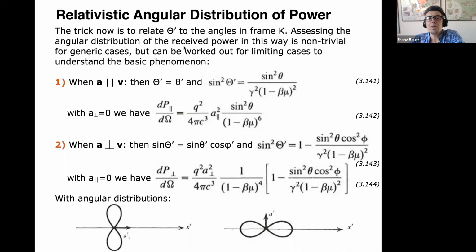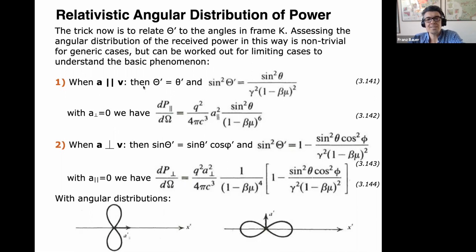And so we're going to assess the received power, the angular distribution of the received power. We can think of a couple of generic cases here that will give you intuition on how to do this. So let's imagine we have a situation where the acceleration is parallel to the velocity. Acceleration is parallel to the velocity of the frames. And so in this case, the radiation looks like this, so it has this form. So the dipole is strongest perpendicular to this component.